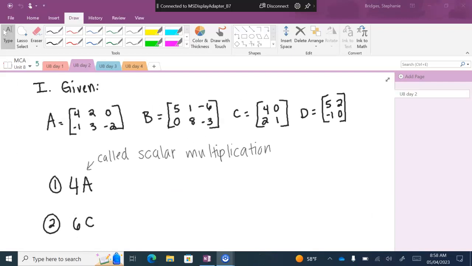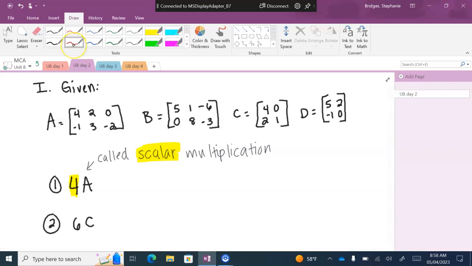So what we're going to talk about now is what we call scalar multiplication. A question that's going to be on your test is going to ask you what this 4 is called. Any number that's being multiplied by a matrix is called a scalar. Okay, that will be on your test.